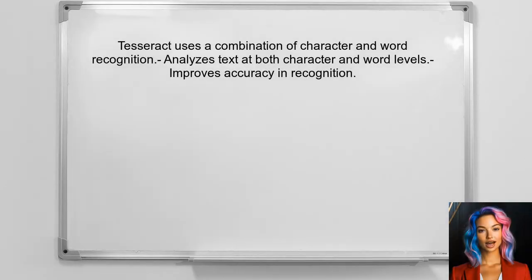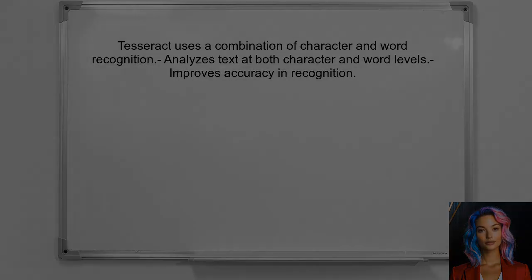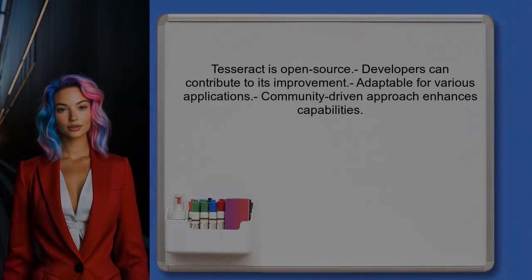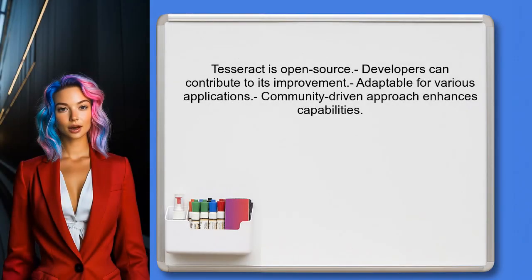Additionally, Tesseract uses a combination of both character and word recognition. This means it analyzes text at both the character level and the word level, improving accuracy in recognition. Finally, the user should be aware that Tesseract is open source, which means that developers can contribute to its improvement and adapt it for various applications. This community-driven approach enhances its capabilities over time.